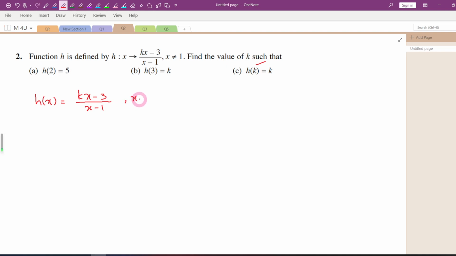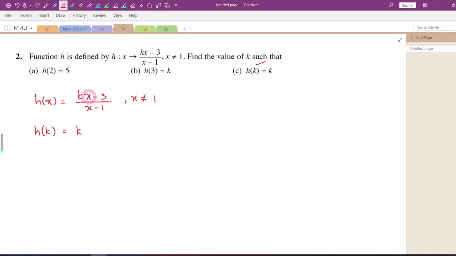Same thing, x cannot be equal to 1 because when x is equal to 1, the denominator of this fraction will become 0, which means it will become undefined. Okay, h of k is equal to k, given by the quotients. When the x is k, we need to change this. If this is 2, here will be 2, 2. If this is 3, here will be 3, 3, right?